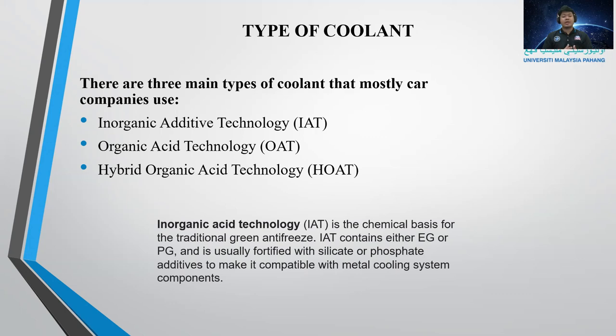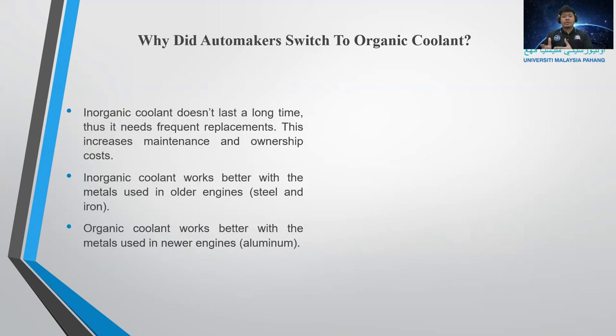And next is the organic type of coolant. Organic has two types, which are organic acid technology and hybrid organic acid technology, OAT and HOAT. Why did automakers switch to organic coolant and not keep using inorganic coolant? Basically, inorganic coolant doesn't last a long time, thus it needs frequent replacement, and this increases maintenance and ownership costs. And second, inorganic coolant works better with the metal used in older engines, which is steel and iron material. Organic coolant works better with the metal used in newer engines, and basically the newer engines use aluminium material.